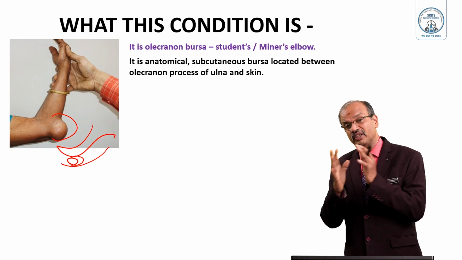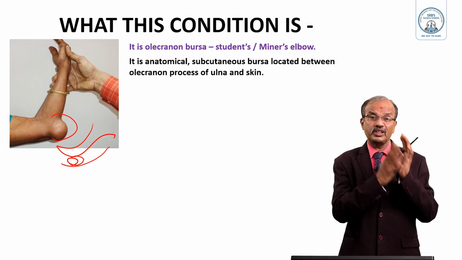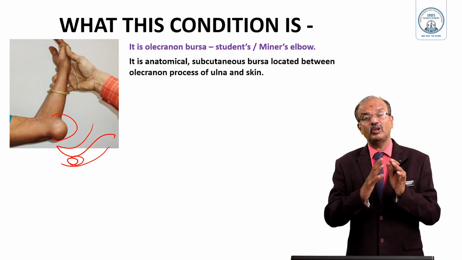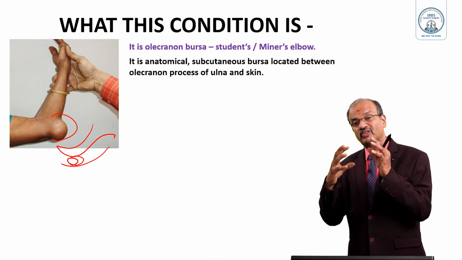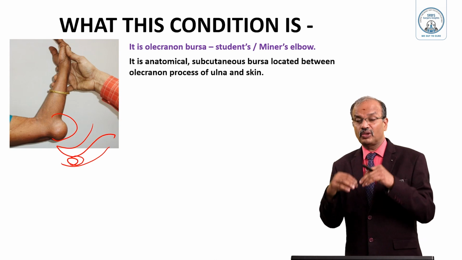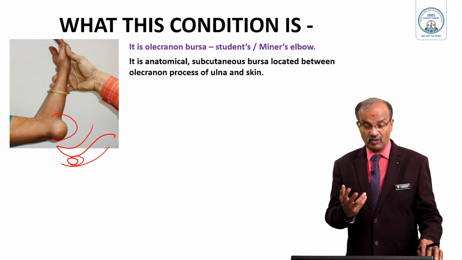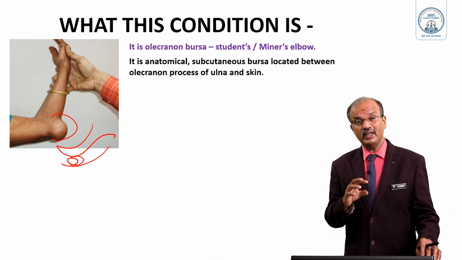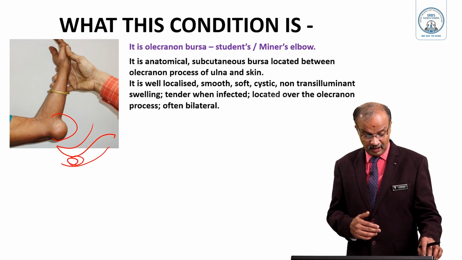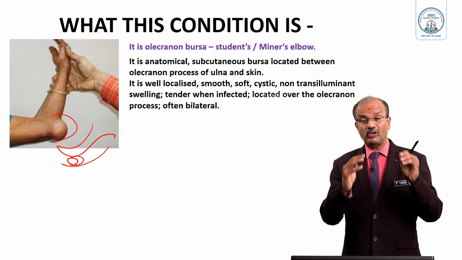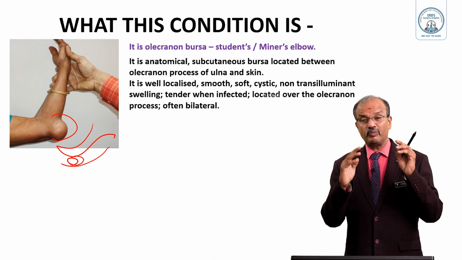Each has its own clinical features to consider which is the right thing, which is the most probable clinical diagnosis. But you have to keep in mind all these different swellings as differential diagnosis and rule out one by one. That is the important point. So examination of swelling properly is very, very important. I already told all these features, often bilateral, everything. So it is a typical olecranon bursa, student's elbow or miner's elbow.